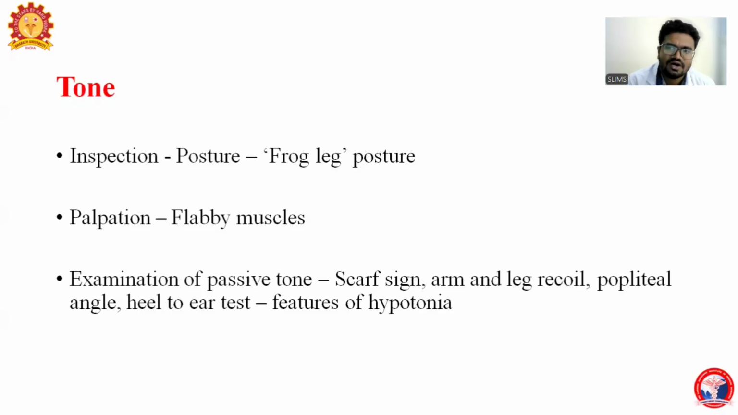So when you do an arm recoil test or a leg recoil test or scarf sign or heel to popliteal angle or heel to ear test, the limbs will be very loose and these signs are very easy to perform. If you do a scarf sign, it's very easy for us to cross the upper limb to the opposite side. And if you do an arm recoil, the recoil will be very slow. And leg recoil, generally the recoil happens in less than 3 seconds, but here the recoil takes almost more than 5 seconds. And the popliteal angle, generally the angle is acute, but in these conditions, the angle is very obtuse.